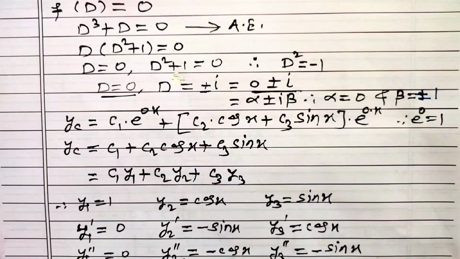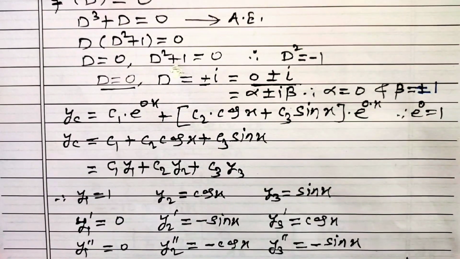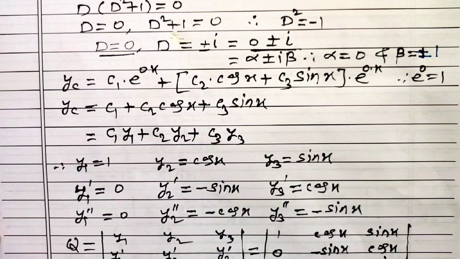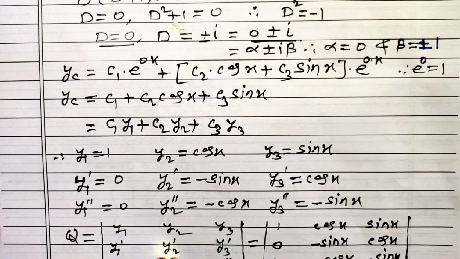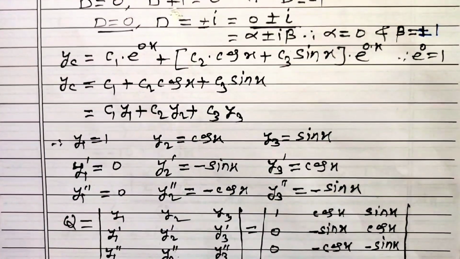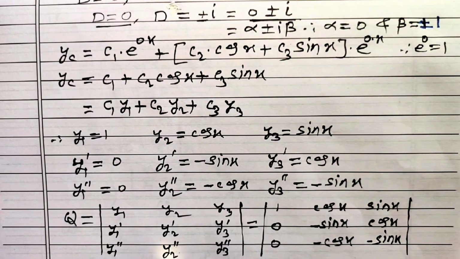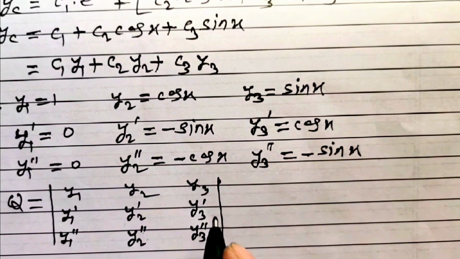Once again differentiate this. Hence the second order derivative of y1 is y1 double dash, which is equal to 0, y2 double dash is equal to minus cos x, and y3 double dash is equal to minus sin x. Using these values we have to find out q. Q is equal to the determinant: first row y1, y2, y3, second row y1 dash, y2 dash, y3 dash, and third row y1 double dash, y2 double dash, y3 double dash.